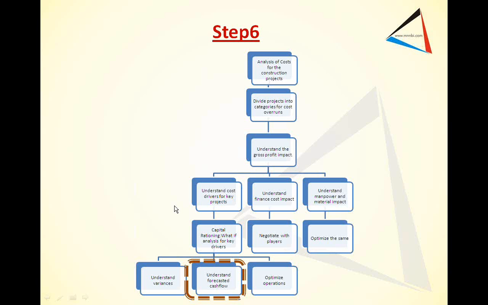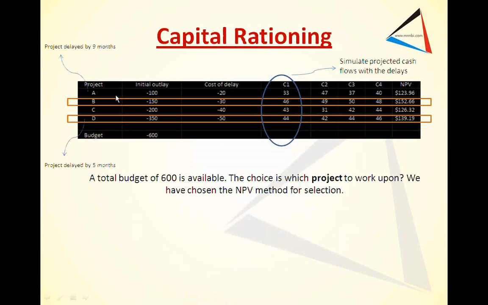Then we look at and understand the forecasted cash flow. So again, you have this capital rationing. That's a problem. So we look at each of these projects. So this was the initial outline. This is the cost of delay, and we look at the forecasted cash flows, and then we look at the projects with the maximum NPVs. So, for example, if we have limited cash available, say 450, we would probably look at project B and project D only based on the collections.